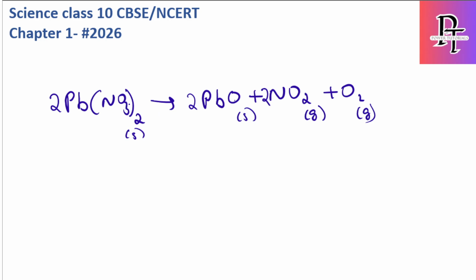Let's check. 6 2 is 12, 4 plus, okay, 2 oxygen, 4 oxygen, 2 plus 4 is 6. Okay, how many here? 6 2 is 12, so if I keep 6 I will get 12. Let's check. 2 lead is fine, oxygen 3 2 is 6, 6 2 is 12, 2 plus 4 is 6. Okay, here it should be 3 O2, not 6 O2.